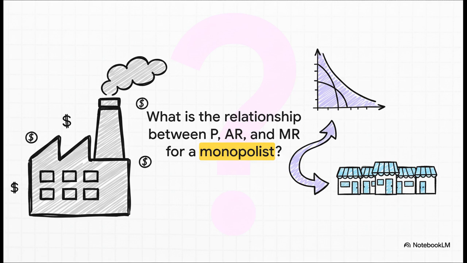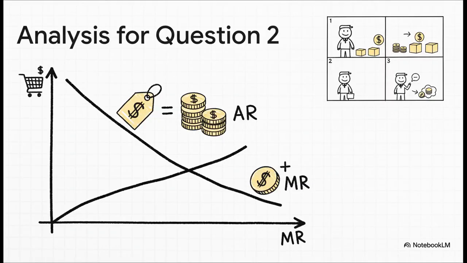How do these three things, price, average revenue, and marginal revenue, relate to each other for a monopolist? Let's check out the analysis. The correct answer here is C. Now let's break this down, because it's a great way to think through these questions. First off, for any firm in any market, price is always equal to average revenue. So right away, you know options B and D are wrong. Now you're just choosing between A and C.